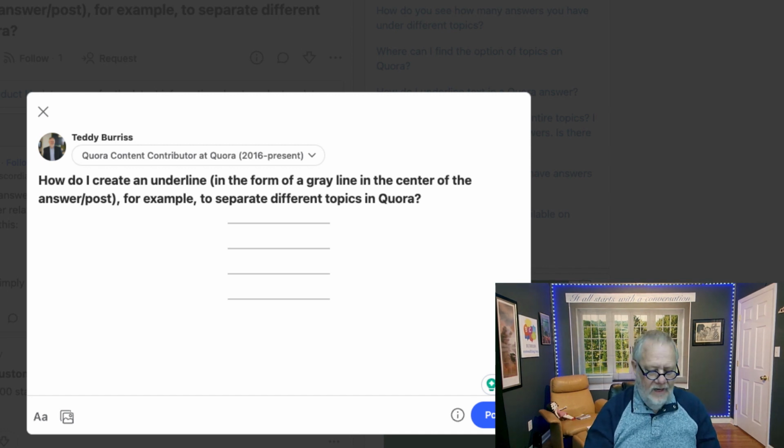Or I can do shift and hit the plus and get the same results. I can do the shift and hit the underscore and get the same result. And I can do shift and 8 and get the same result.